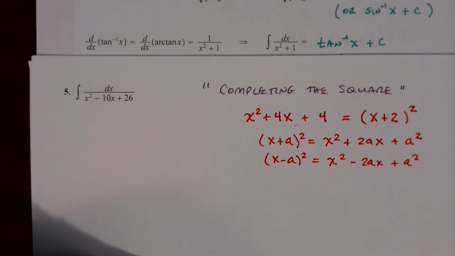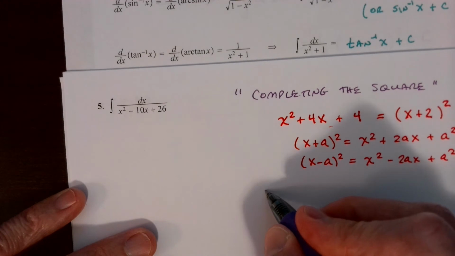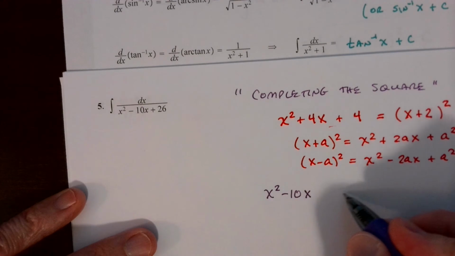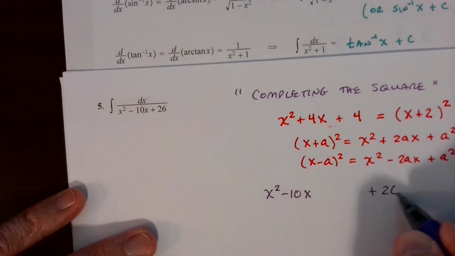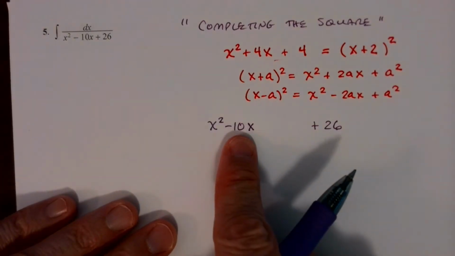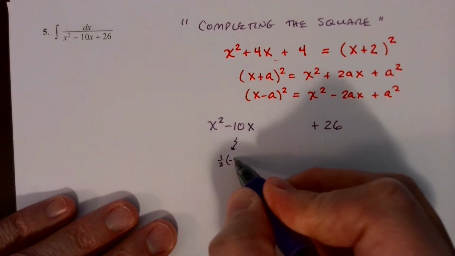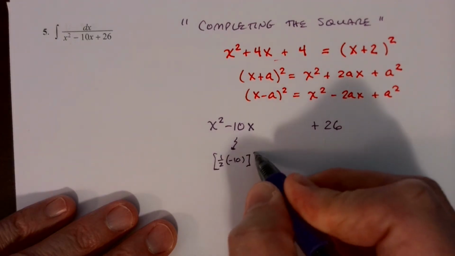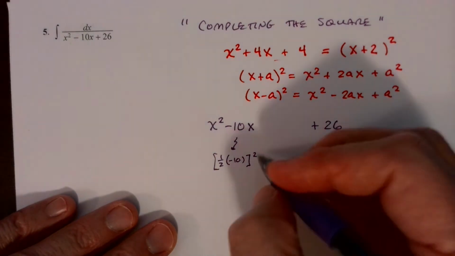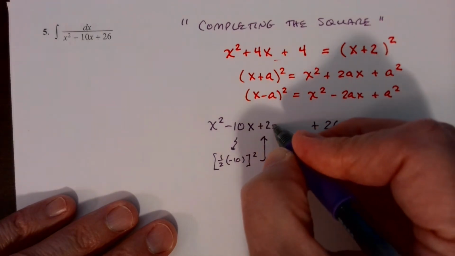So when I look at this particular one here, what do I need to complete the square? I've got x squared minus 10x, and I'm going to leave a little space here and put the plus 26 here. Okay, so we do have to make a little adjustment here. So first of all, what do I need to complete the square? I need 1/2 of the coefficient -10 all squared. Half of -10 is -5. -5 squared is +25.